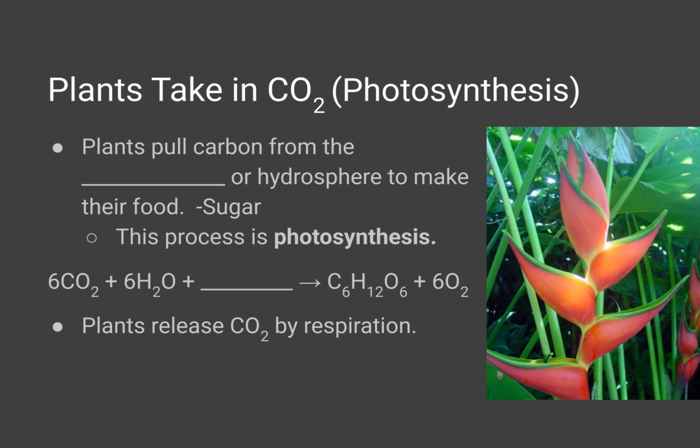So let's take a look at these processes more in depth now, starting with photosynthesis. So again, photosynthesis mainly takes place in plants, but it can be other bacteria or algae. But plants pull carbon in the form of carbon dioxide from the atmosphere or the hydrosphere to make their food. And what they make is sugar. And this process is called photosynthesis. So photosynthesis is the process of making sugar from carbon dioxide in the atmosphere.